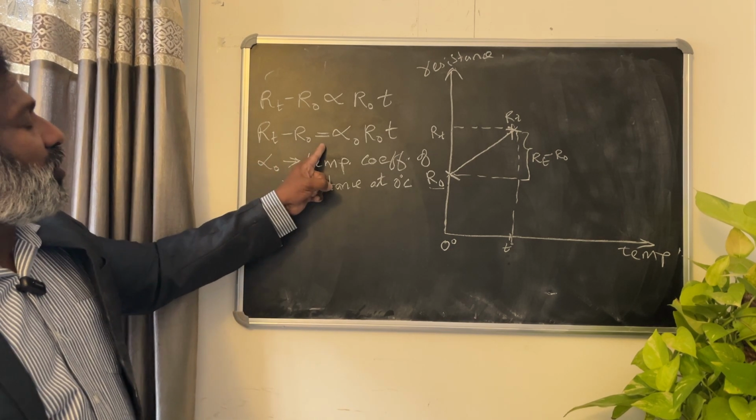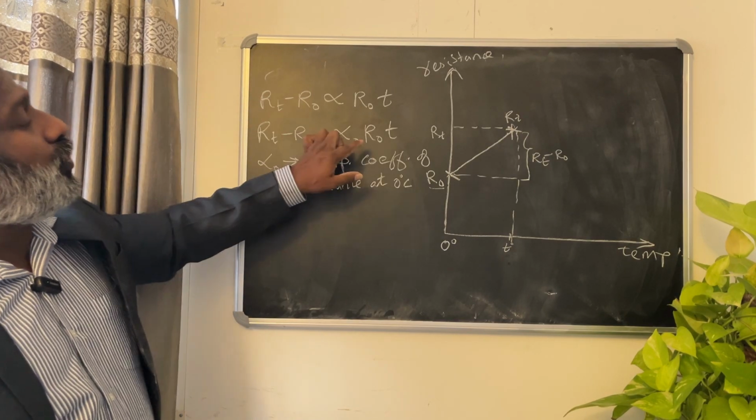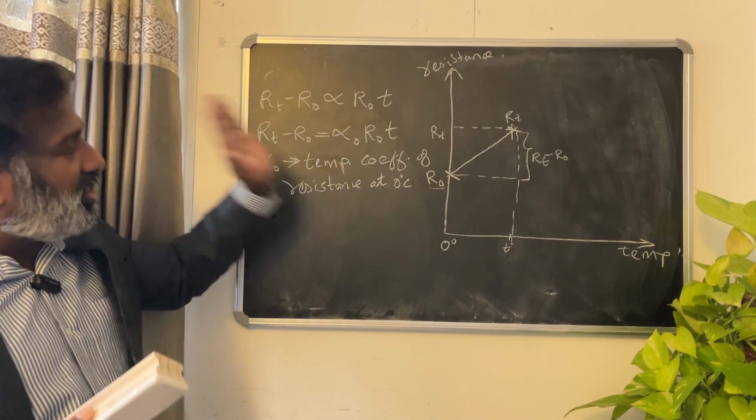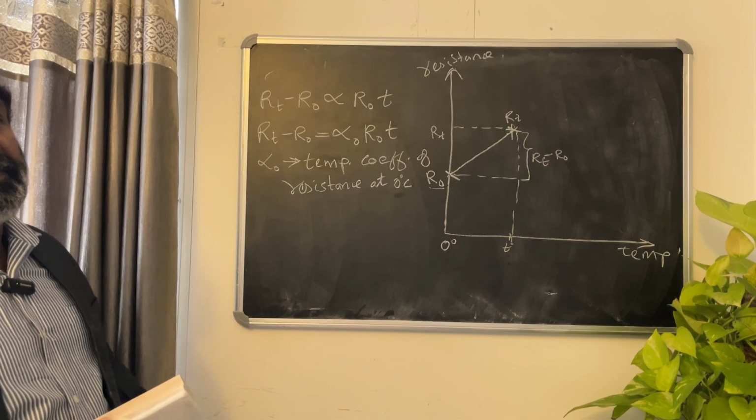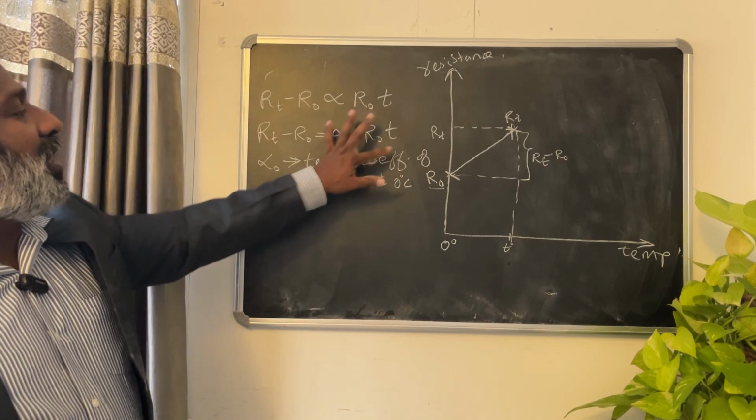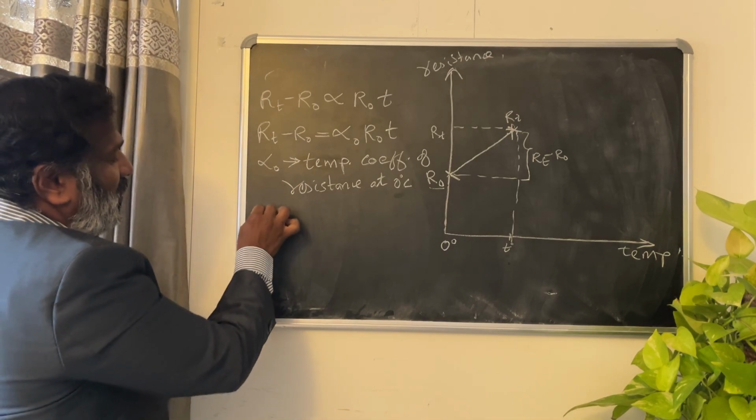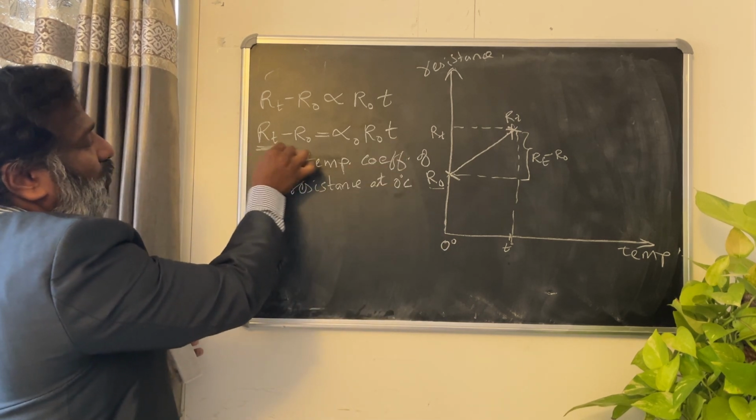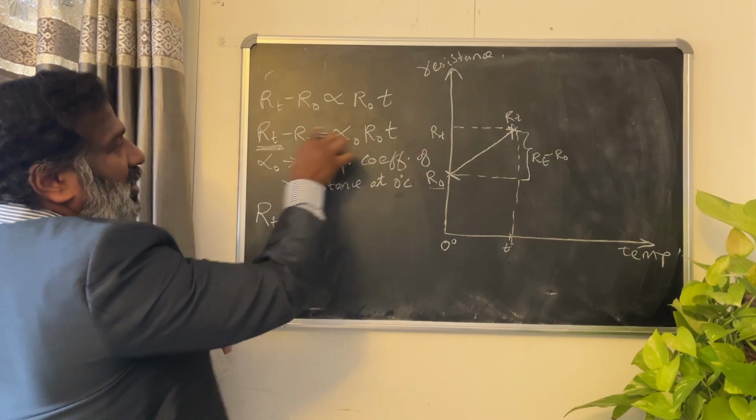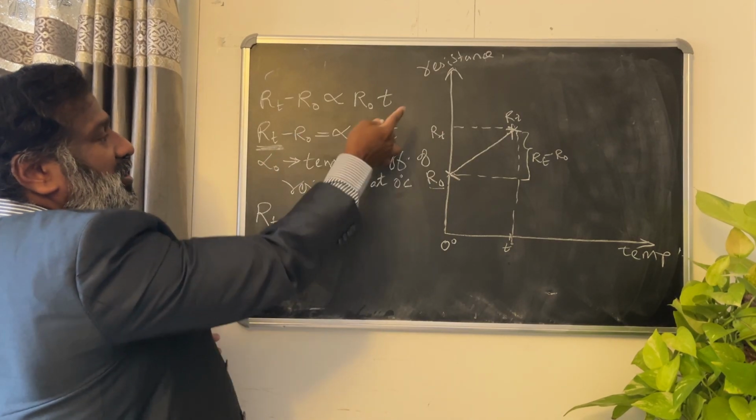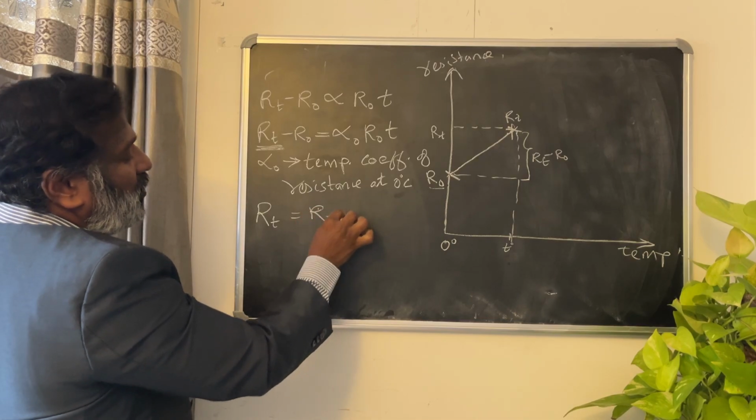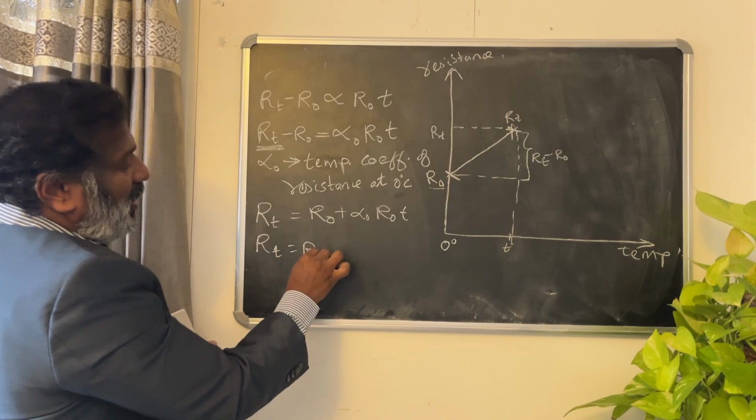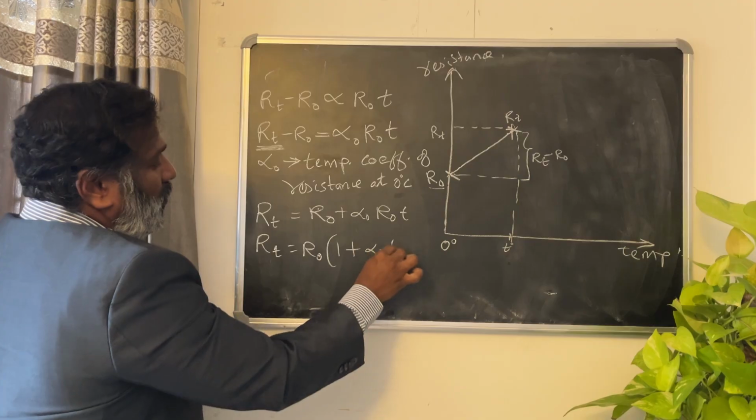Clear? So RT minus R0, the increase in resistance, is directly proportional to initial resistance as well as increase in temperature. Proportionality constant is temperature coefficient of resistance at initial temperature, that means 0 degree. So alpha 0. And this formula can be used for calculating resistance at any temperature if you know the resistance at 0 degree. So if I want the equation for RT, what should be done? This R0 should be taken to the other side. Here it is minus R0. When it goes to the right hand side, it will become plus R0. So it will become plus R0 plus alpha 0 R0 T. So RT equal to R0 can be taken outside, so 1 plus alpha 0 into T.